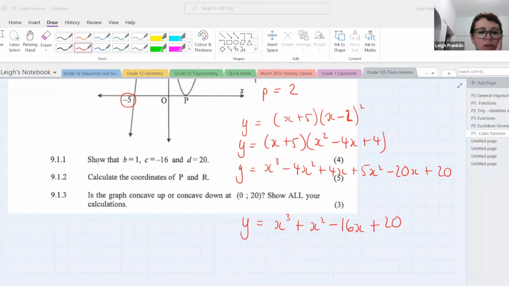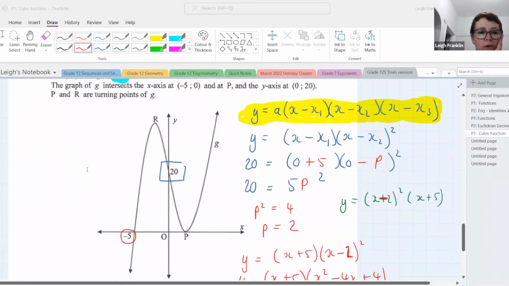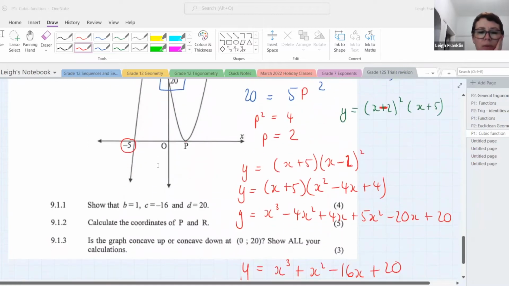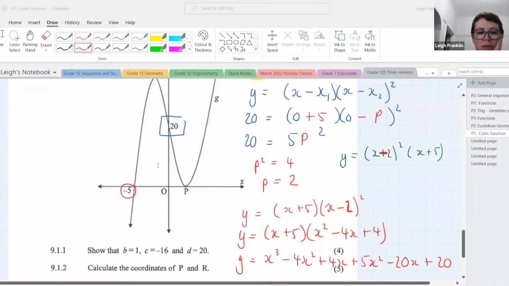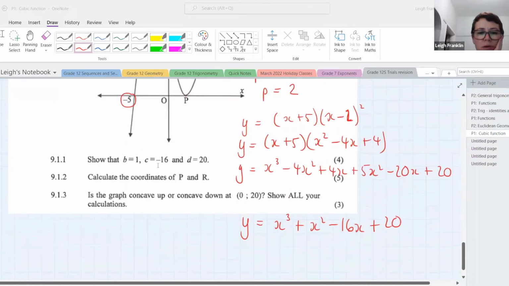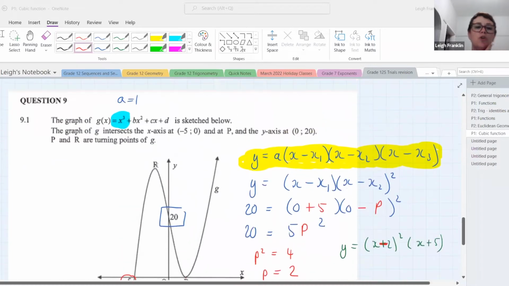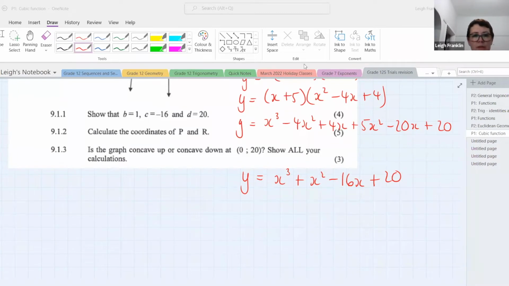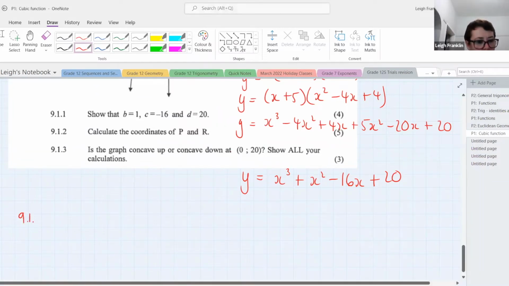Now they want us to calculate the coordinates of P and R. Okay, now I think that you guys can do without me. Well, and Neliswa. P and R, are you happy to try that on your own? Okay, so P and R represent the turning points. So how are you going to find the coordinates at the turning points? There we go. Well done, Mbongeni. Beautifully said. Perfect. Okay, so I'm going to hang back here and let you guys try this one on your own, okay?